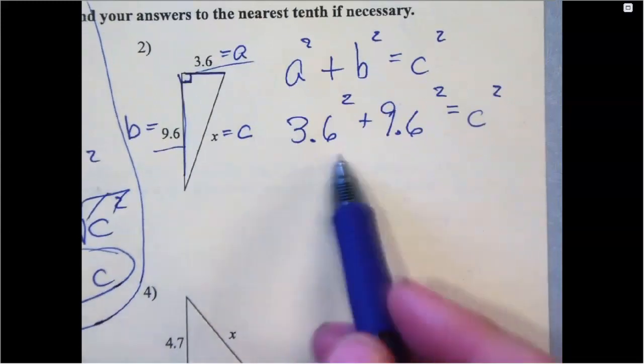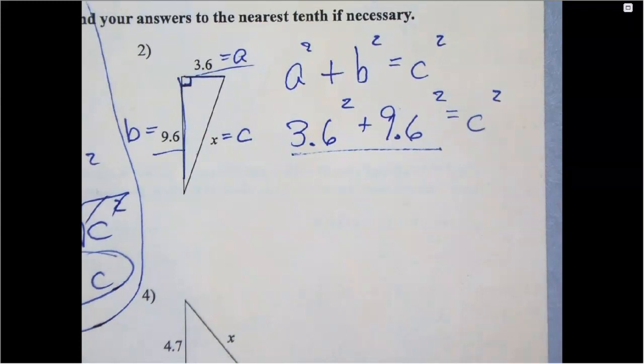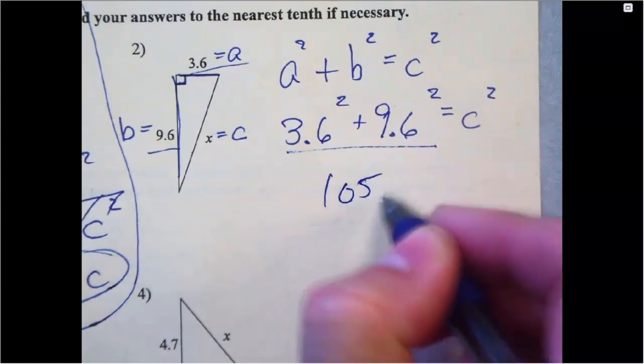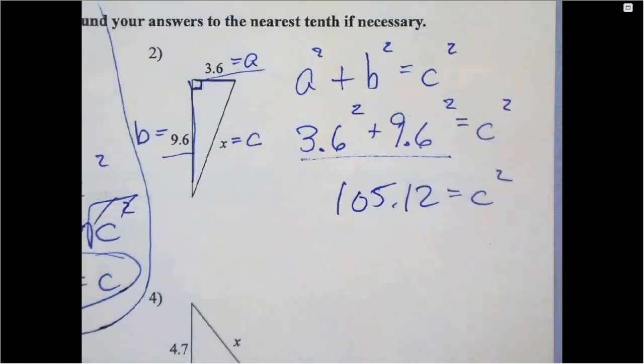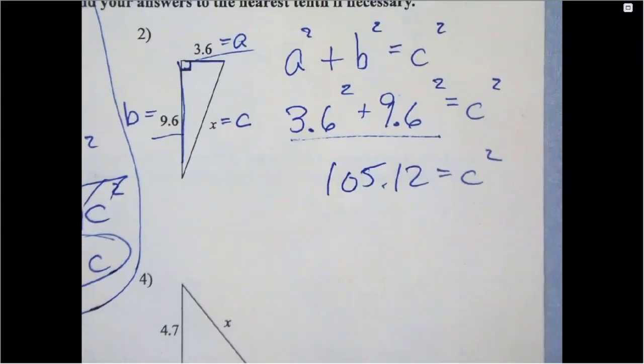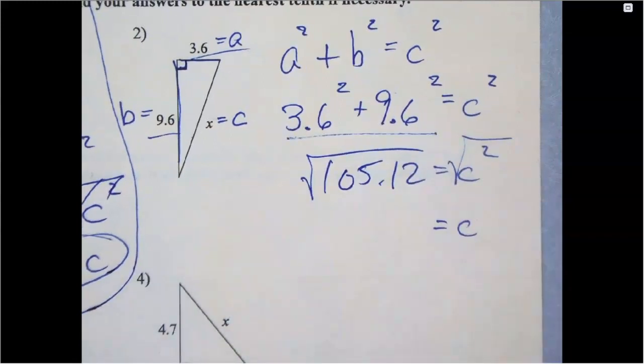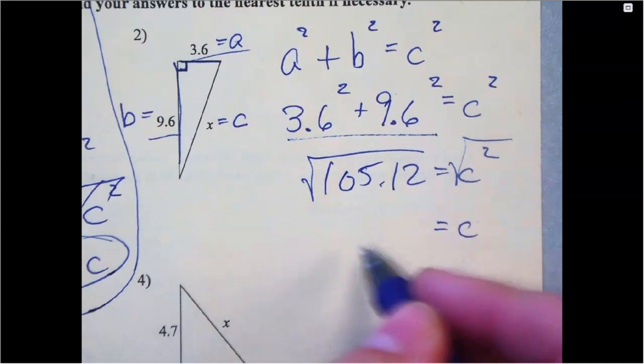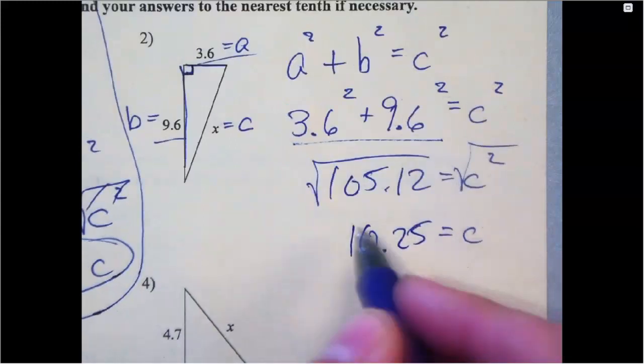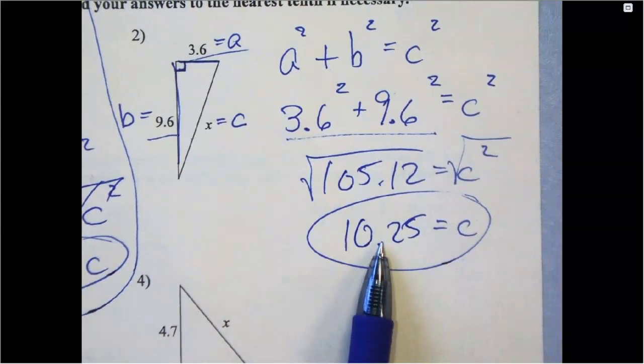I'm going to type all that stuff in, and I would just type it in all at once. I think that's easier than doing two separate things and then adding them together. I get 105.12 equals C squared. Agree? Is it the same thing? And then what do I do from there? Square root it. So I get 10.25.